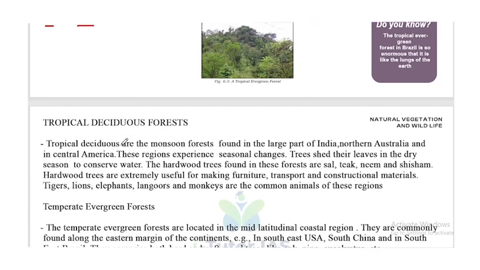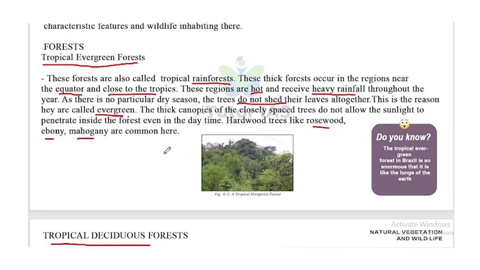Now, second one is tropical deciduous forest. Tropical deciduous forests are also called monsoon forest, and they are mainly found in large parts of India, Northern Australia and Central America. This region experiences seasonal changes. Trees shed their leaves in dry season to conserve water. But in the case of tropical evergreen forest, they do not shed their leaves altogether.